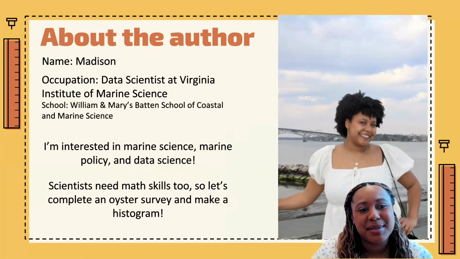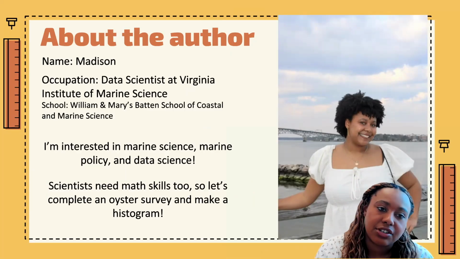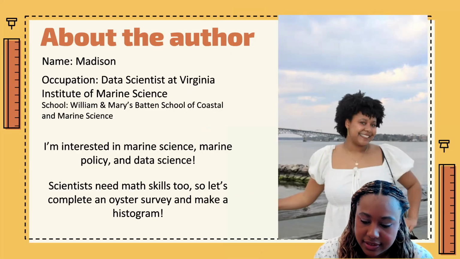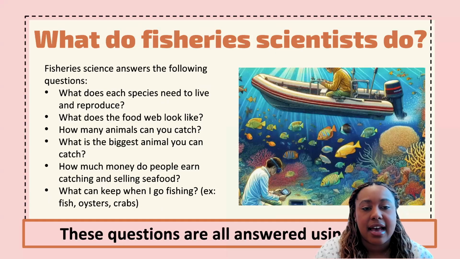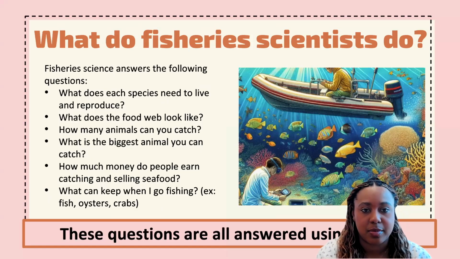Hi, my name is Madison Griffin, and I'm a graduate student at the Virginia Institute of Marine Science. I'm an environmental statistician with a focus on fisheries science. That means that I work with fisheries data to answer questions about the state of the population and how to keep it sustainable. Specifically, I work with the natural oyster reef population in Virginia's Chesapeake Bay.